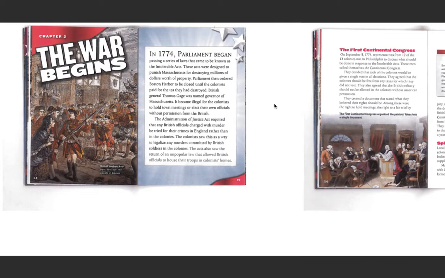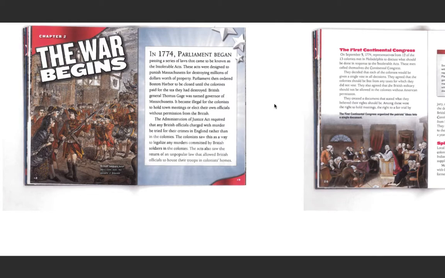Parliament then ordered Boston Harbor to be closed until the colonists paid for the tea they had destroyed. British General Thomas Gage was named governor of Massachusetts. It became illegal for the colonists to hold town meetings or elect their own officials without permission from the British. The Administration of Justice Act required that any British officials charged with murder be tried for their crimes in England rather than in the colonies. The colonists saw this as a way to legalize any murders committed by British soldiers in the colonies.